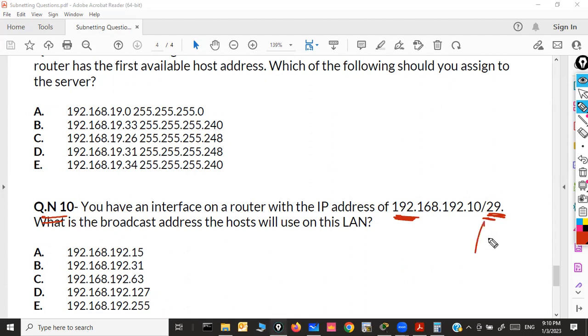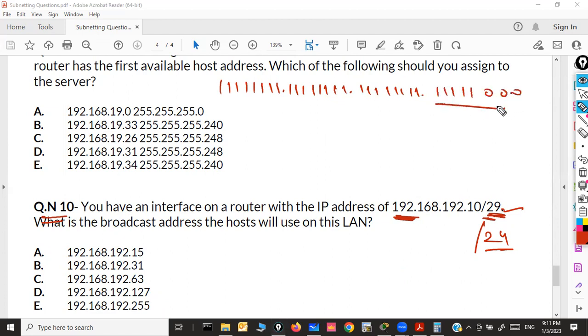Without subnetting, class C means /24. Here we can see 29, so that means 5 bits must have been borrowed, right? 5 bits must have been borrowed. And after borrowing 5 bits, the subnet mask would become 255.255.255.248, which is the result of subnetting, borrowing 5 bits. Now this is equivalent to /29.